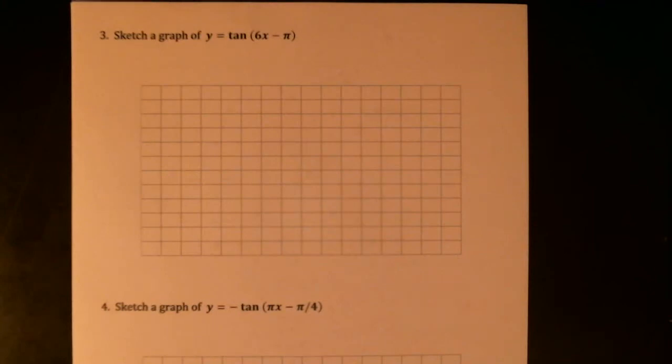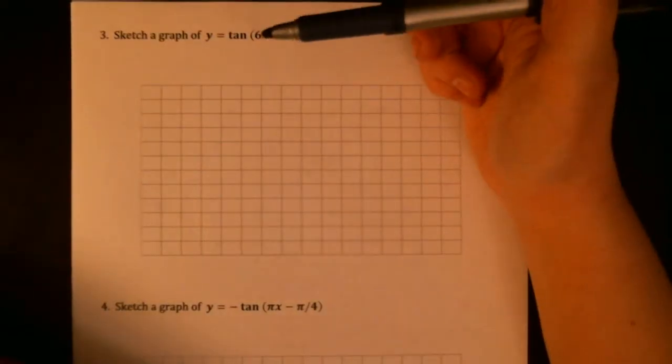Hi everyone. In this video, I want to work on a couple more transformations of tangent. I really want to focus on the ones I think are most crucial to be aware of, and that would be changing your period, so horizontal compression, phase shift, and flipping upside down. Those three tend to be the most interesting in terms of what happens to the general shape of the graph.